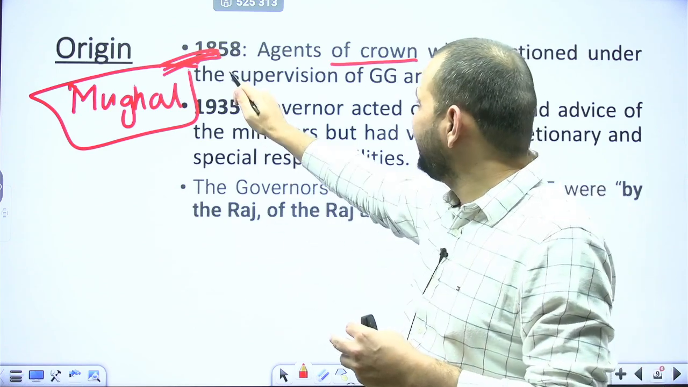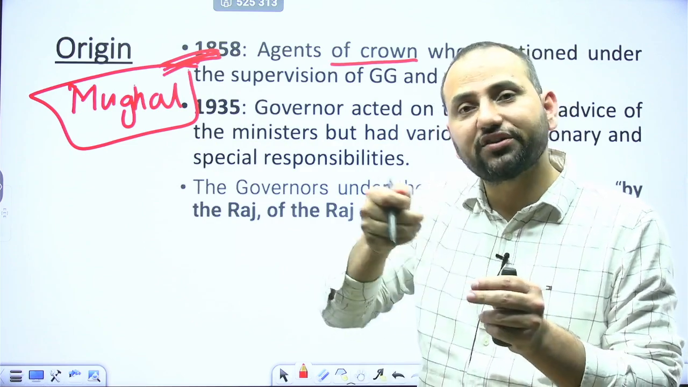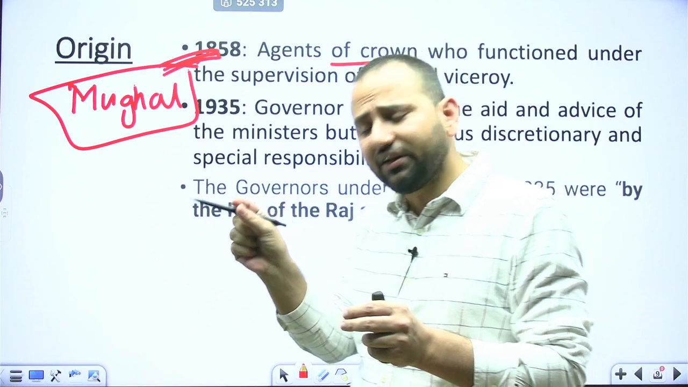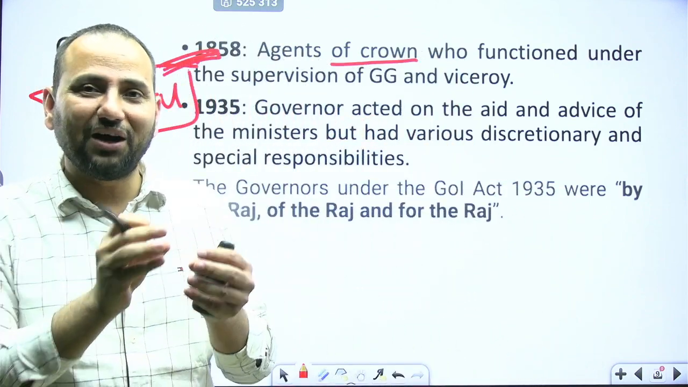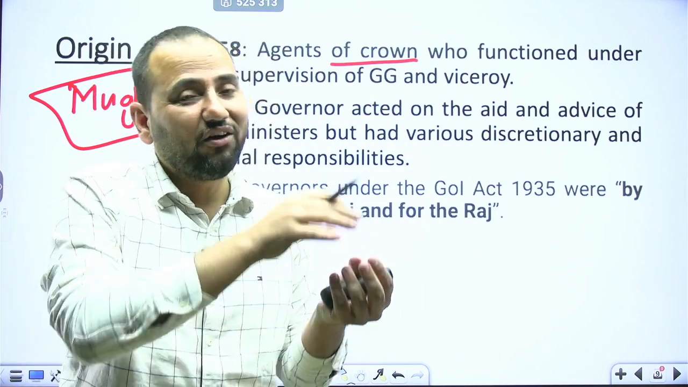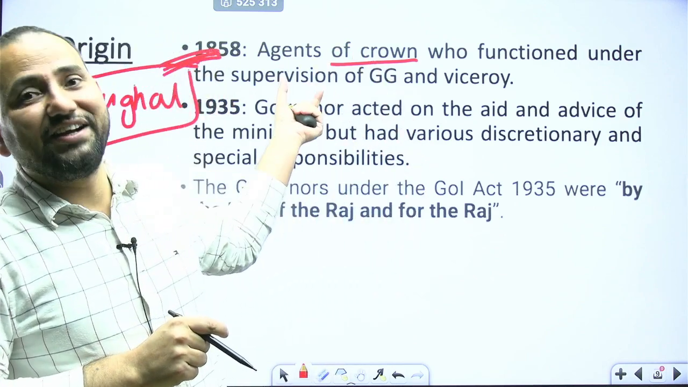And at this level, we saw that the office of governor started having its importance again. Before this phase also, there was the office of governor. But through the 1833 Act, all the powers of the governor were taken up and all the power came into the hands of the Governor General of India. That is why I am specifying 1858.